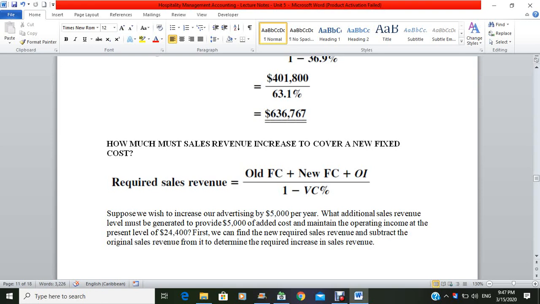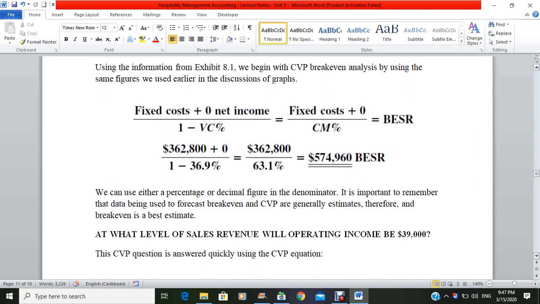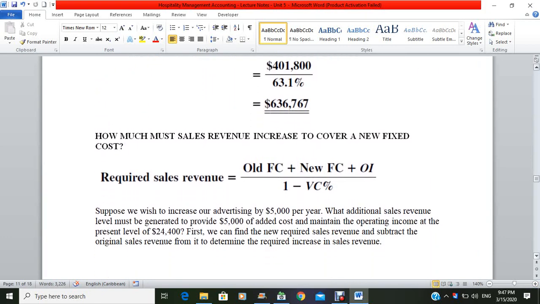So you have here, you require sales revenue would equal to what? Old fixed cost plus new fixed cost plus what? Operating income. That would be a formula if you are asked to find how much sales revenue should increase to cover what? A new fixed cost.